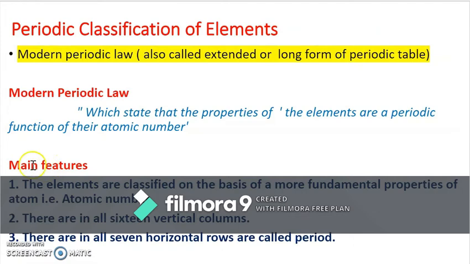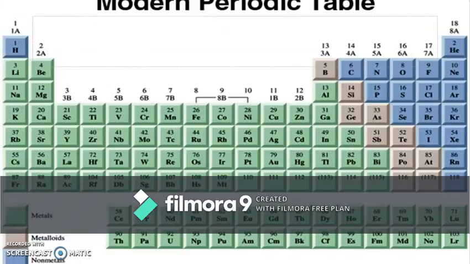Now these are the main features. The elements are classified or arranged on the basis of a more fundamental property of the atom, that is atomic number. There are in all 16 vertical columns. There are in all 7 horizontal rows, also called periods. So this is the modern periodic table having 112 known elements.